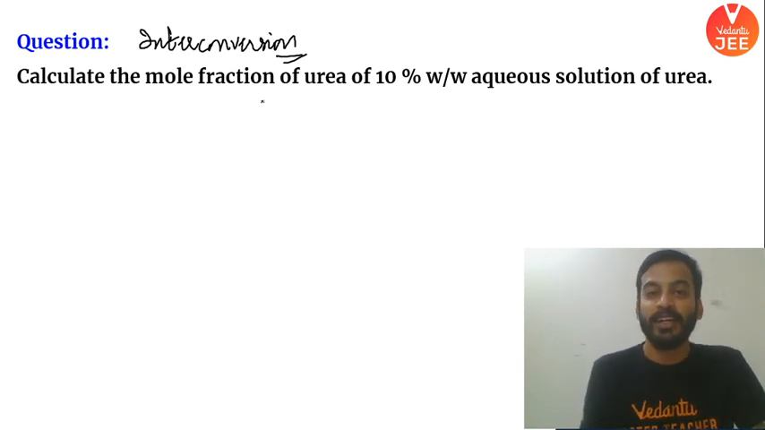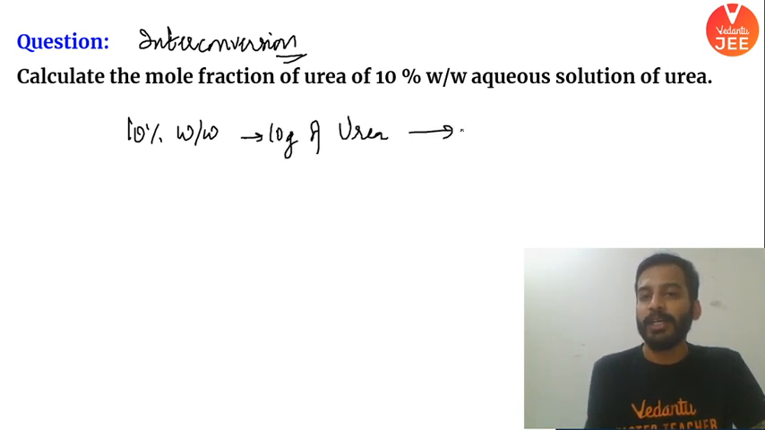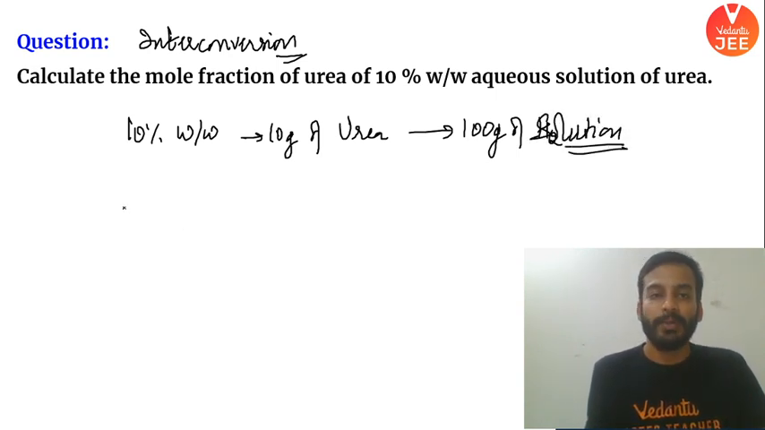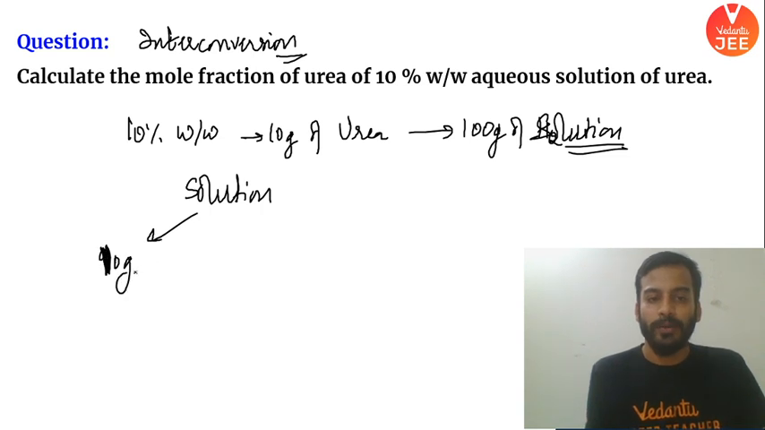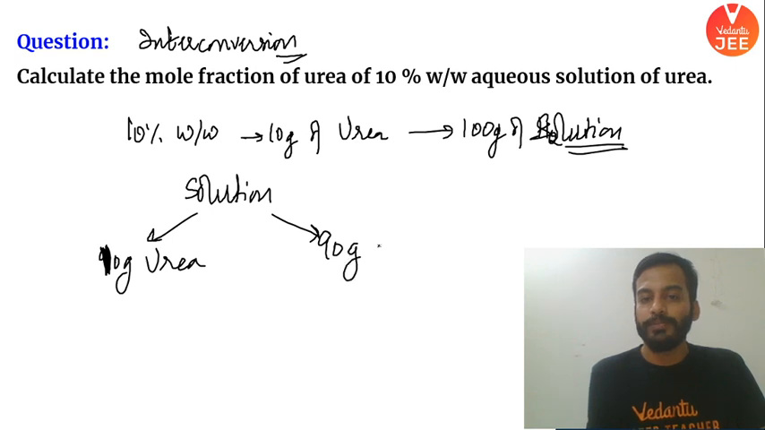Dekho, so boys and girls, now pay attention. 10% W by W aqueous solution of urea means what? It means 10 gram of urea is present in 100 gram of solution. इसका मतलब ये है, यानी कि if I have solution 90 gram, 10 gram is urea and 90 gram is water because they have said aqueous urea, correct?